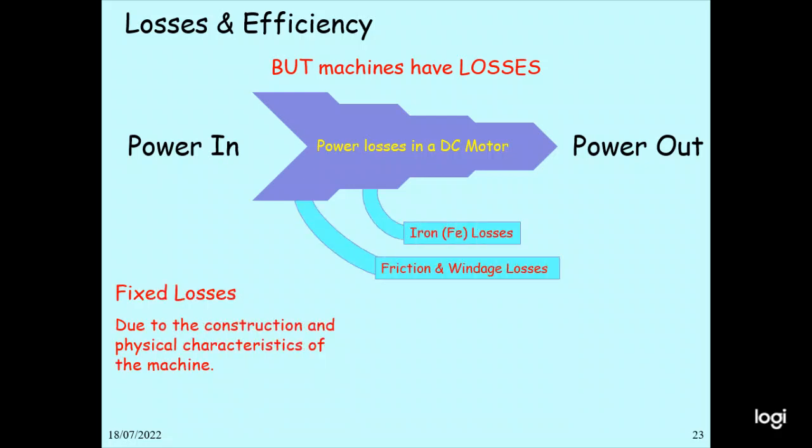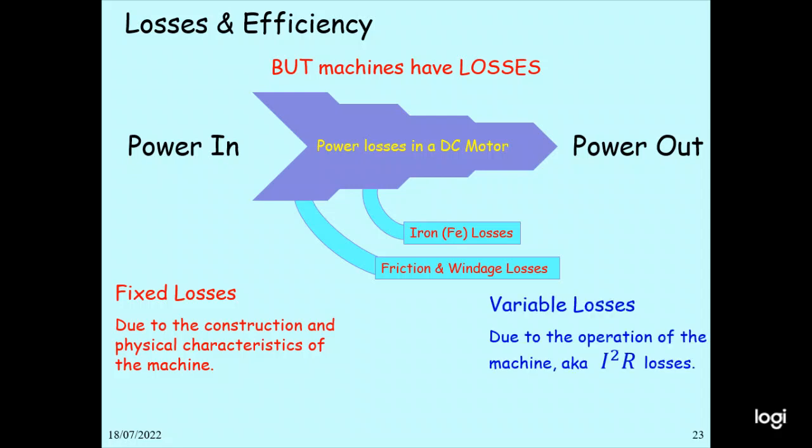Fixed losses can be the friction and windage losses and the iron loss. Those are the fixed losses. Due to the construction and physical characteristics of the machine, fixed losses happen. The variable losses are the copper loss, depending on the I square R. Due to the operation of the machine, I square R losses are the copper loss.